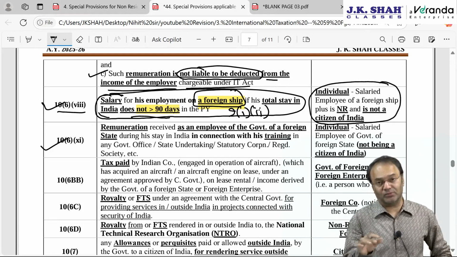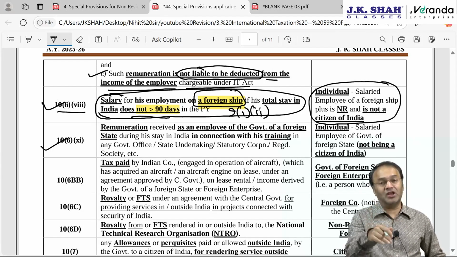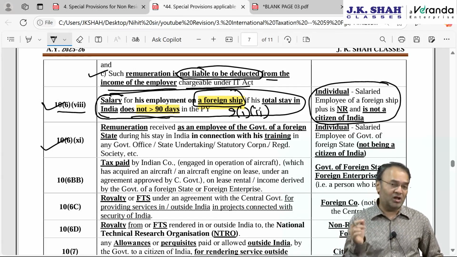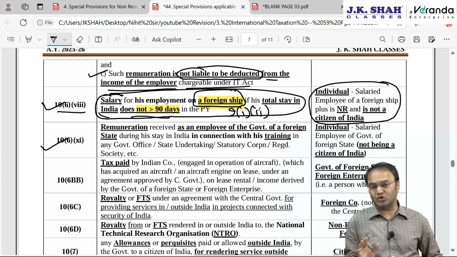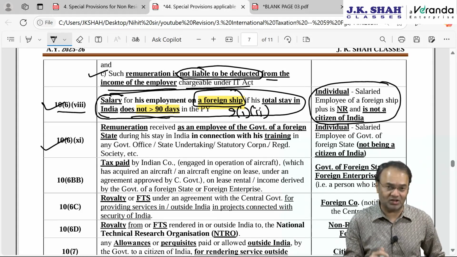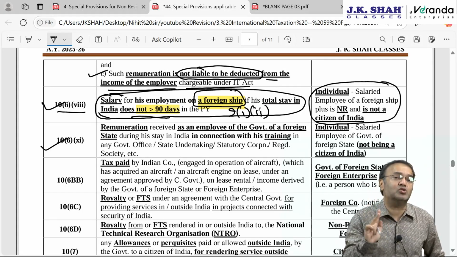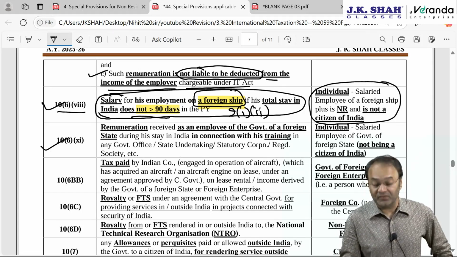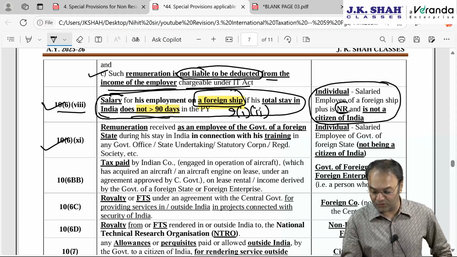Suppose he is in India for 4 days, then the ship leaves India, and when the ship comes back to India, he is in India again for 2 days, 3 days. That way, the total stay period should not exceed 90 days. That's a primary condition. The second primary condition is that he should not be a citizen of India; he should be a citizen of his foreign country. And here, he should be non-resident also.